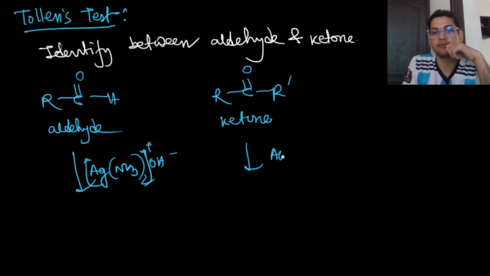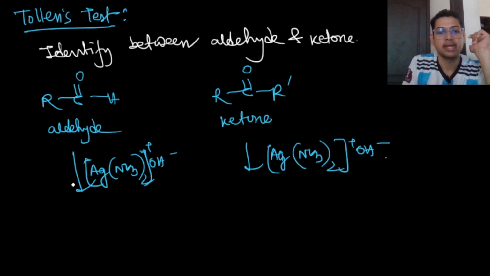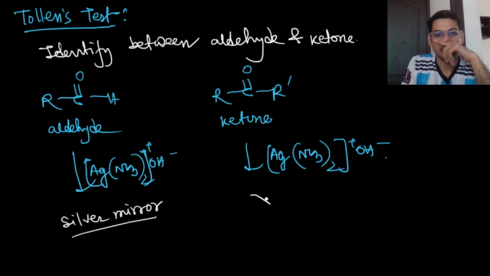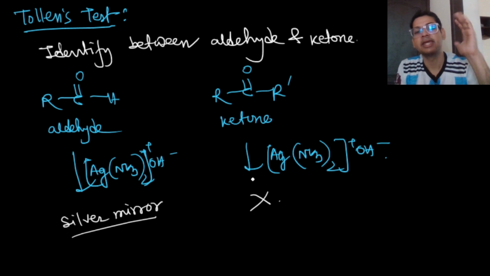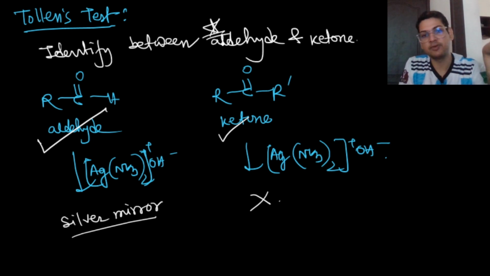Similarly here also you give Ag(NH3)2+ OH minus, ammoniacal silver nitrate. This is called Tollens. You will get silver mirror here. Here no reaction. So by this you can identify whether it's an aldehyde or a ketone. Aldehyde reacts positively in Tollens, ketone does not react. So by this way you can do the reaction.